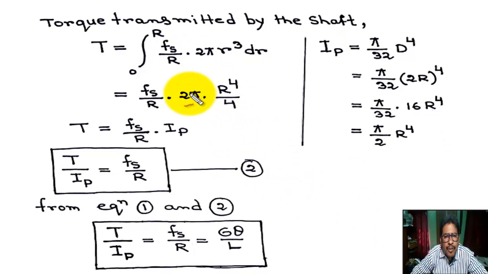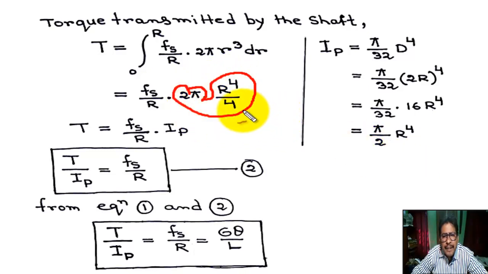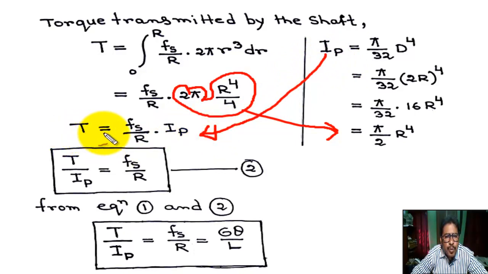Now we put the value of Ip. T equals Fs by R into Ip, the polar moment of inertia. So we can say T by Ip equals Fs by R. This is equation 2.